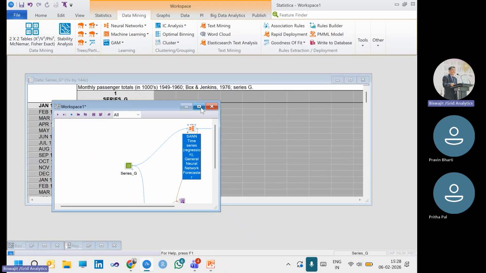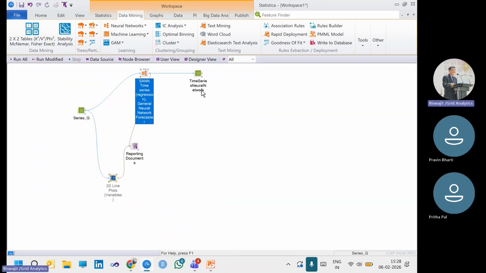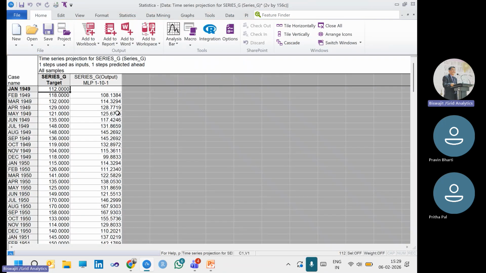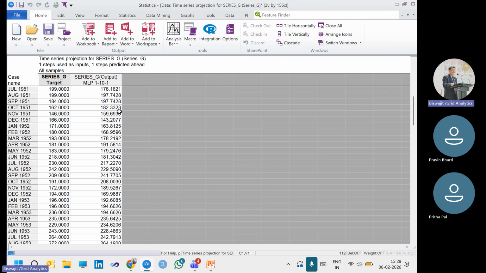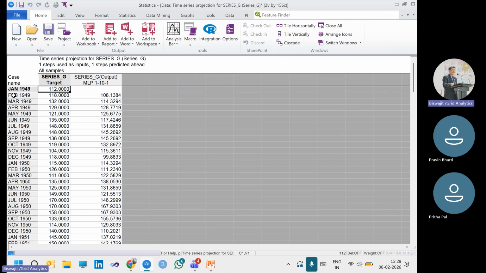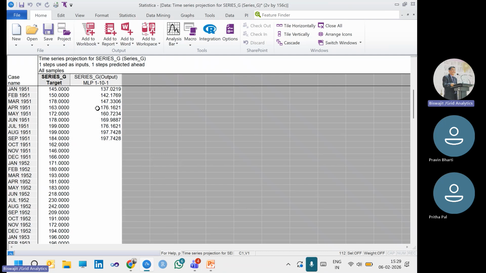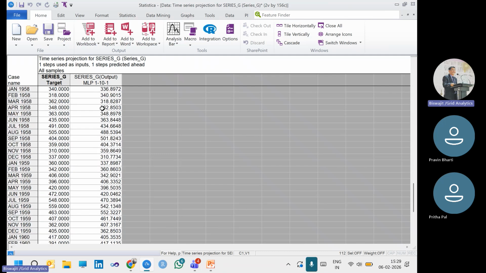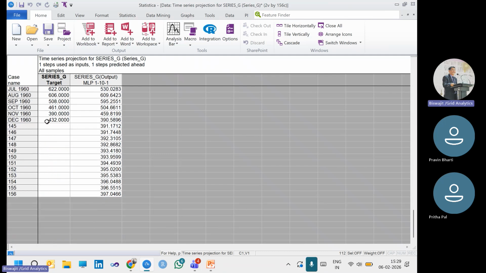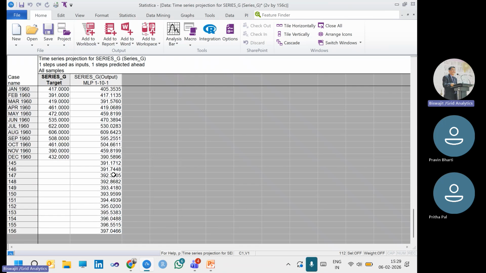I get the output here. In addition to that, I get an intermediary output also, where I can see my prediction. Because I had chosen only one step, it has left out case 1 and taken the prediction from case 2. I had defined that I wanted a prediction up to 12 months. So here I see that until December 1960 we have the historical data. I had specified that I wanted the prediction for another 12 months, so up to 156 cases I have got the prediction.